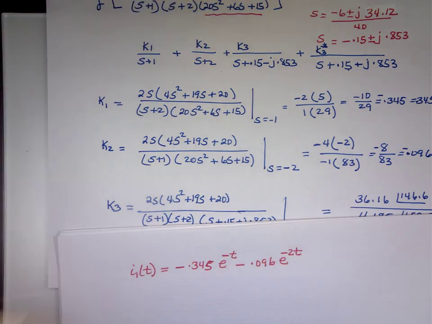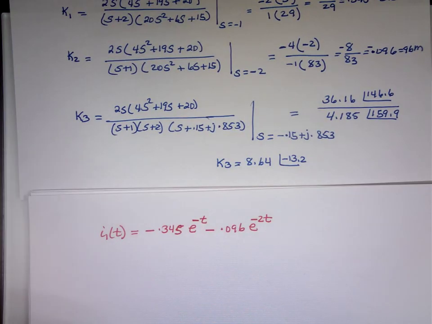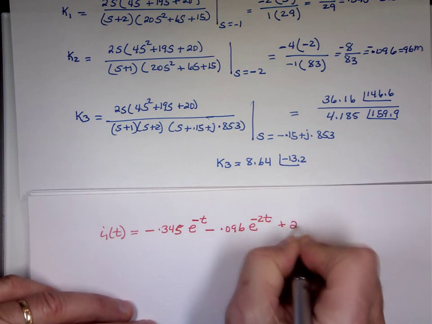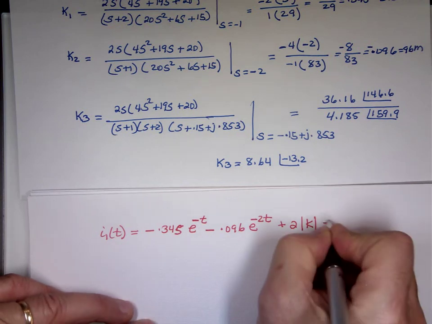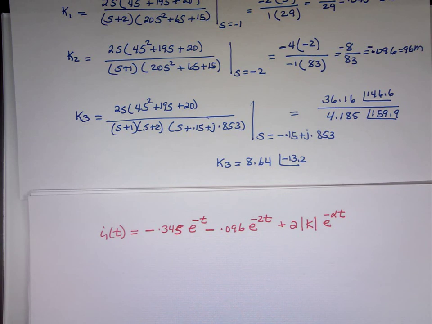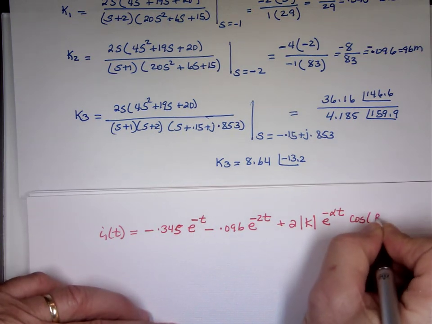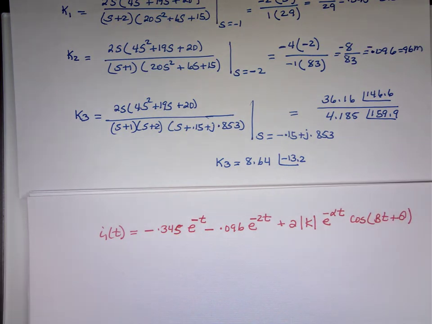Now remember the equation for this. This will be what? 2 times the absolute value of k, in case you forgot. E to the minus alpha t. We wrote alpha, right? Last time. Cosine beta t plus theta. Is that the equation we wrote? So what is I sub 1?